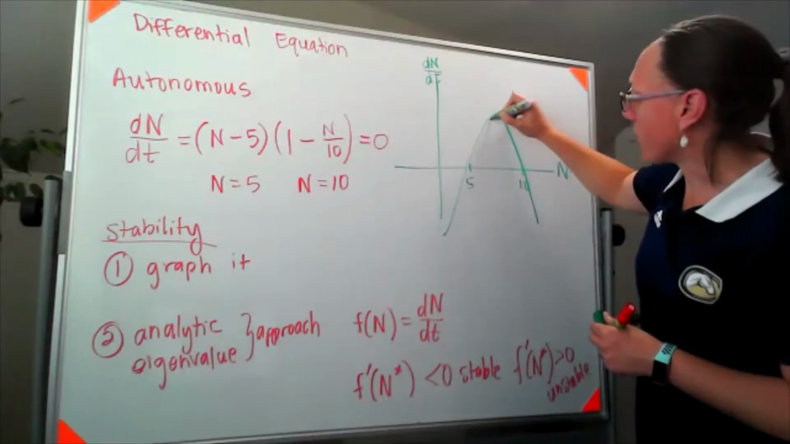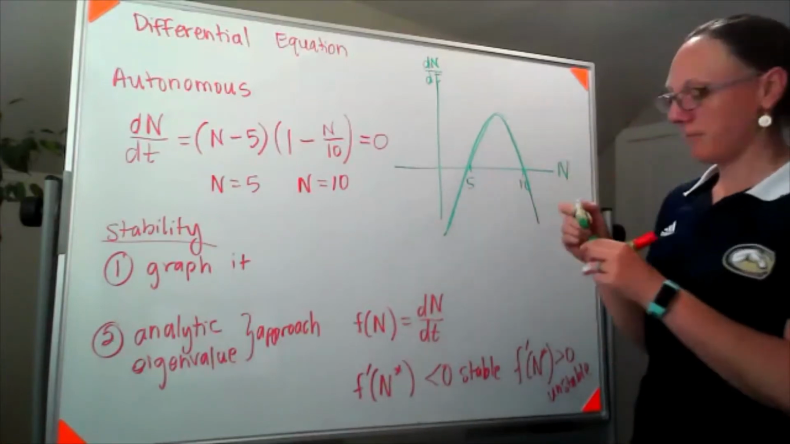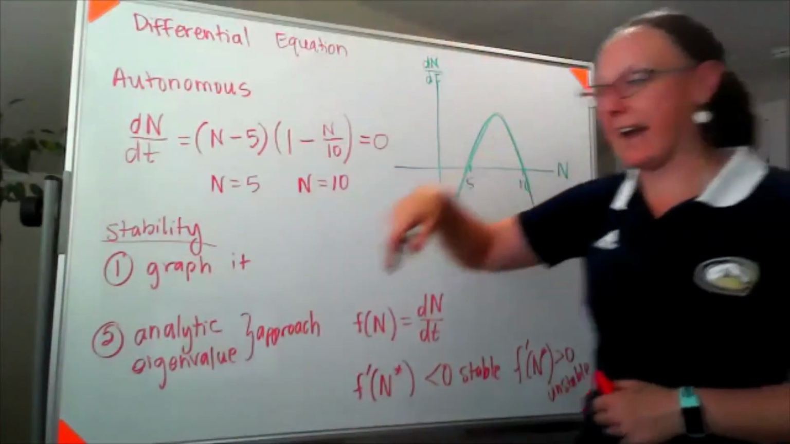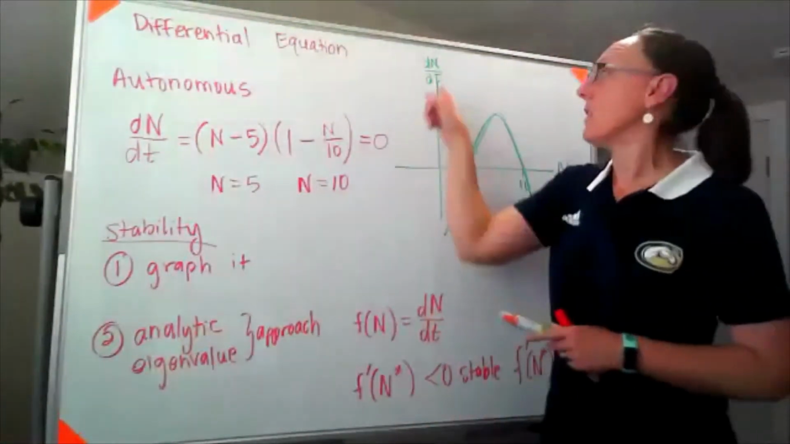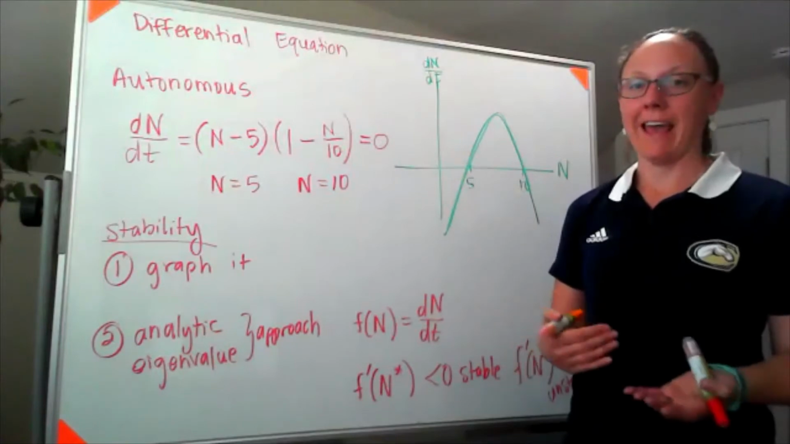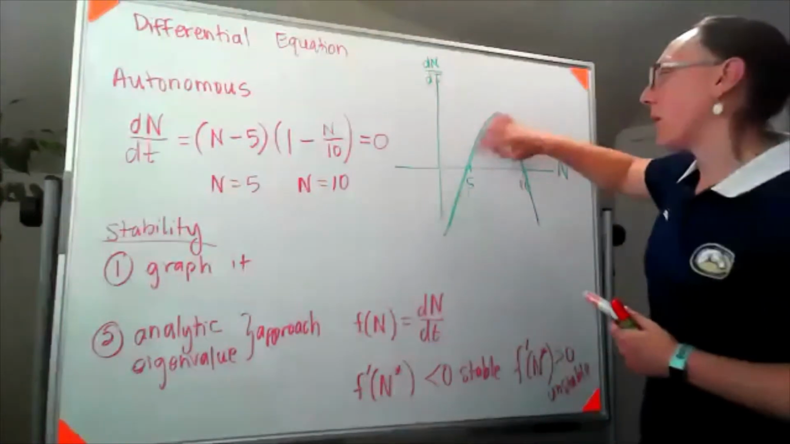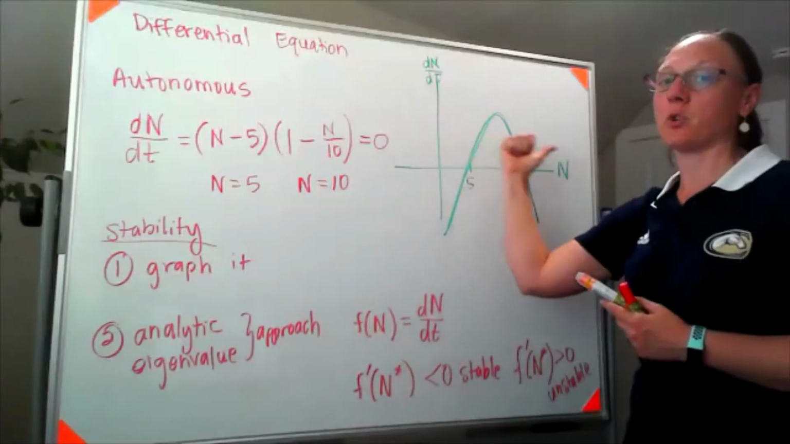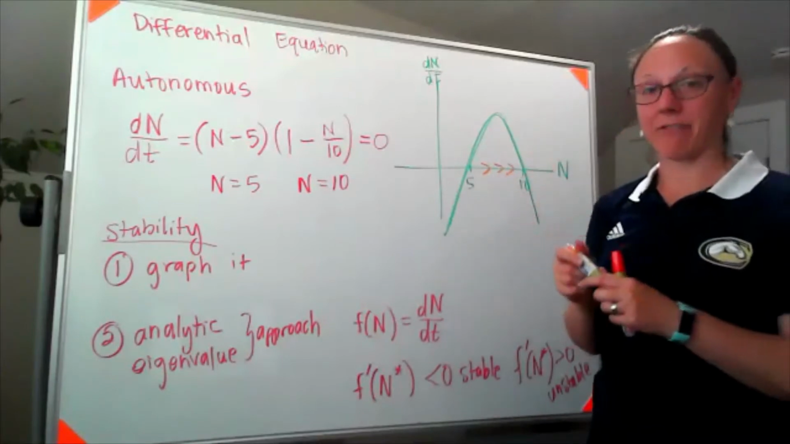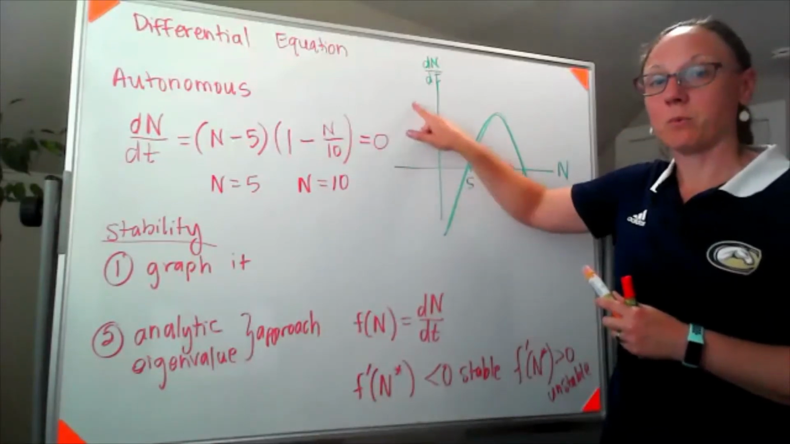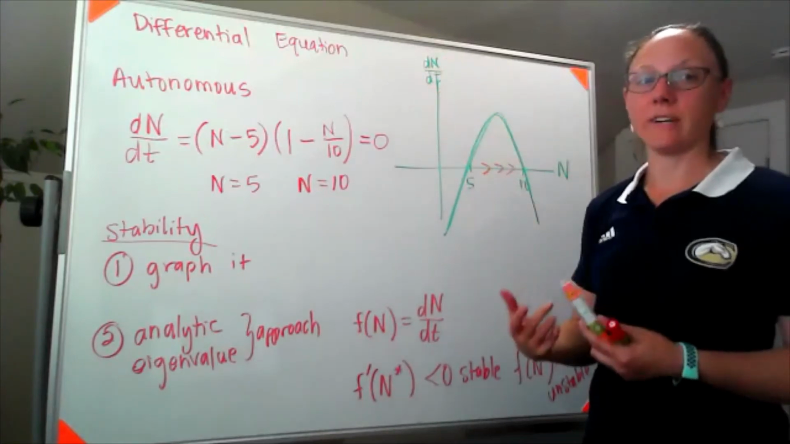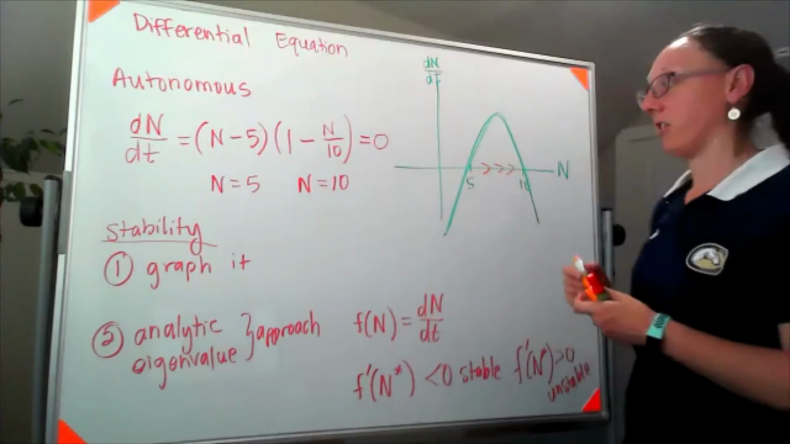When we use the graphical approach, what's important is wherever this curve is above the axis, I know that represents dn dt being positive. And if dn dt is positive, n is increasing. So everywhere where the curve is above the axis, I should be moving towards bigger n values. In contrast, everywhere that we're below the axis, that represents dn dt being negative. And if dn dt is negative, n is decreasing, and I should be moving towards smaller n values.